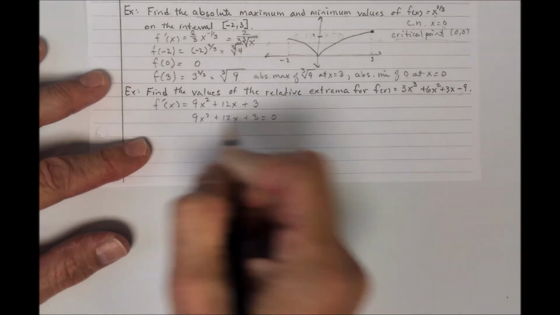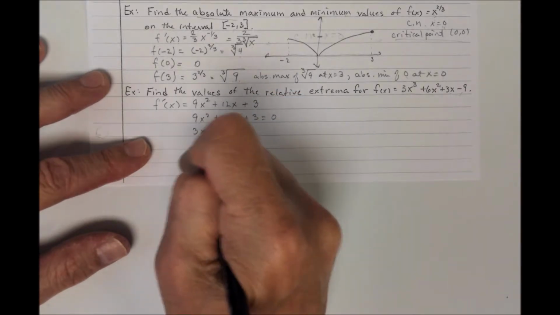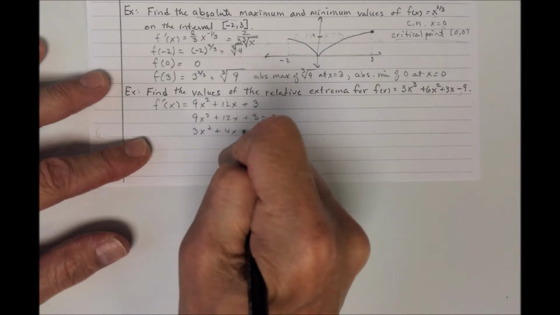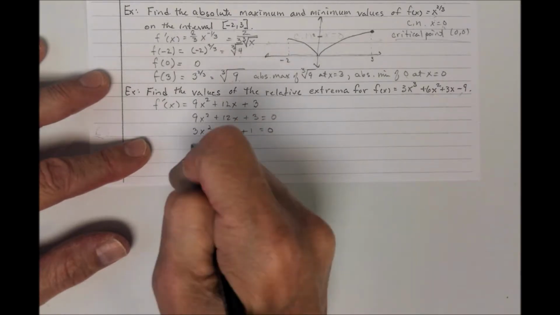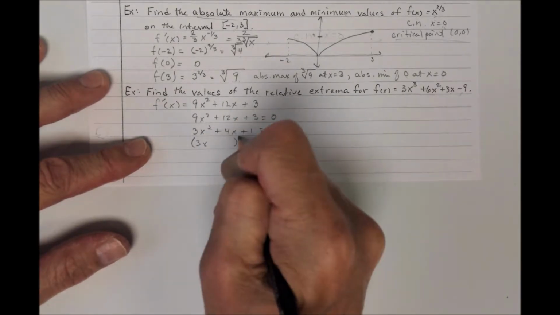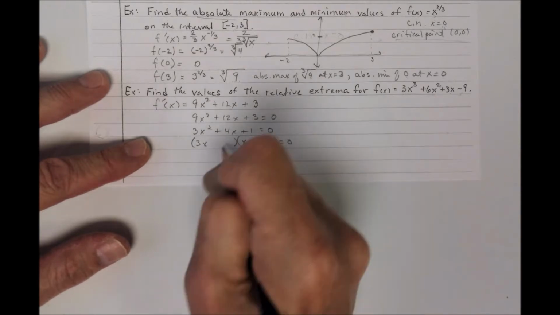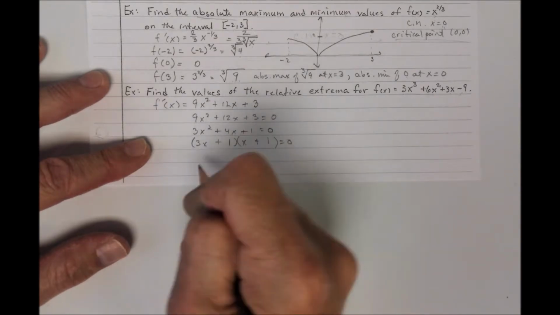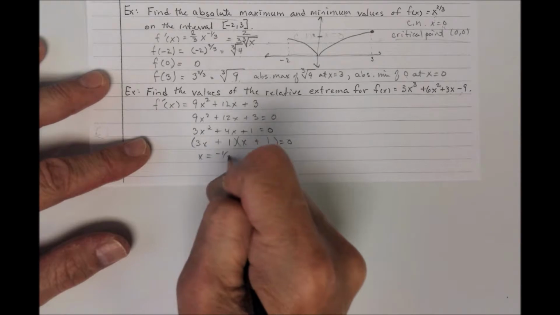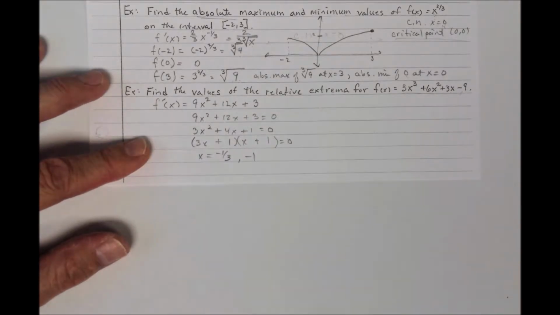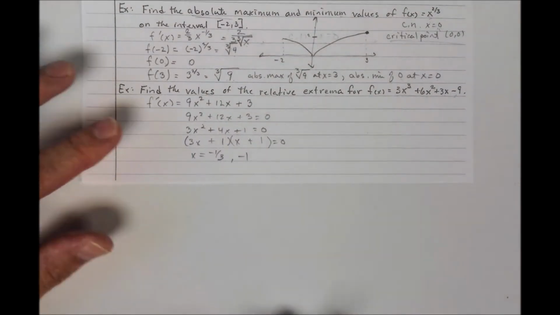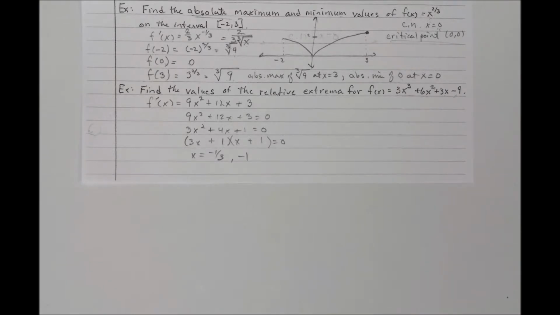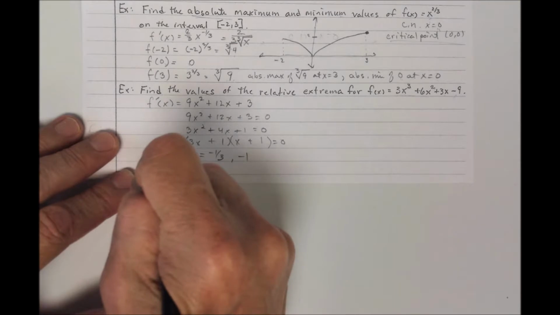I can divide through by 3. And this factors, which is really nice. Looks like a 1 and a 1 and a plus and a plus. So I get x equals negative 1/3 and negative 1. Kind of running out of space here. Now, those are critical numbers. Those are not the values, those are the critical numbers.